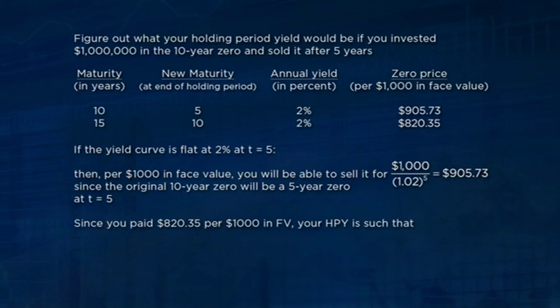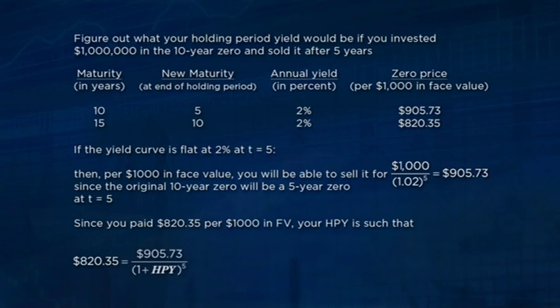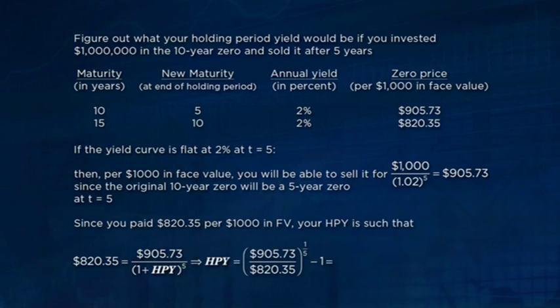Since you paid $820.35 per $1,000 in face value originally, your holding period yield is such that $820.35 is equal to $905.73 divided by 1 plus the holding period yield raised to the 5th power. The 5th power because you held it for 5 years. The answer to this question is 0.02 or 2%. So if the yields don't change, then the holding period yield for the longer term bond will be the same as your original yield to maturity.